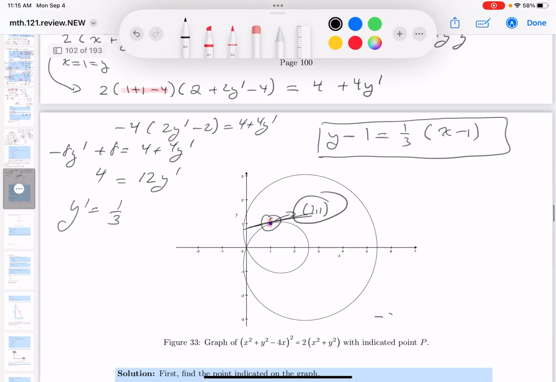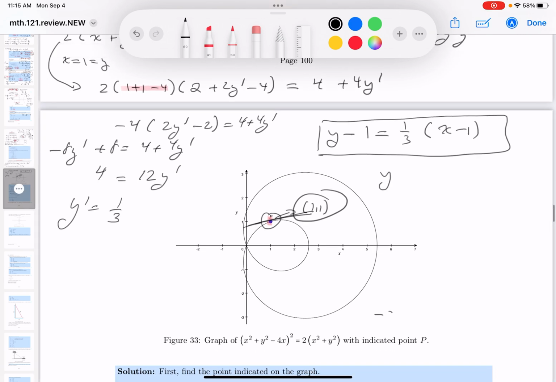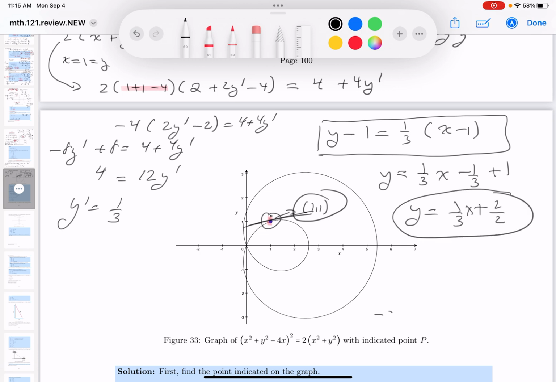I want to go through the work, though, of solving for y. And what do you get? y equals 1/3 x minus 1/3, and then I'd add 1 to it. What do you get over there? y equals 1/3 x plus 2/3. What's 1/3 x plus 2/3? That's another fine answer.